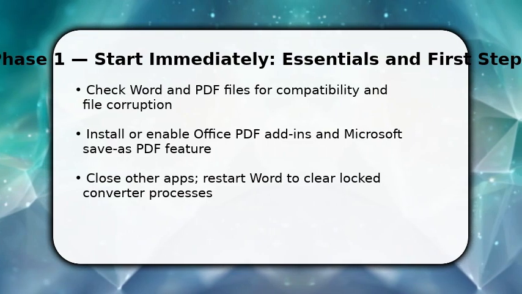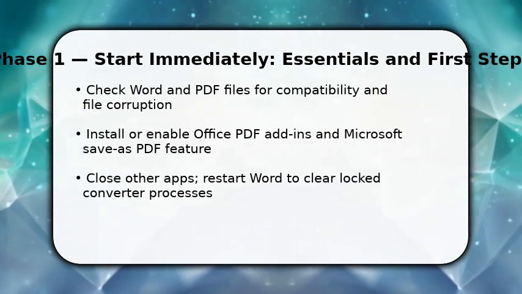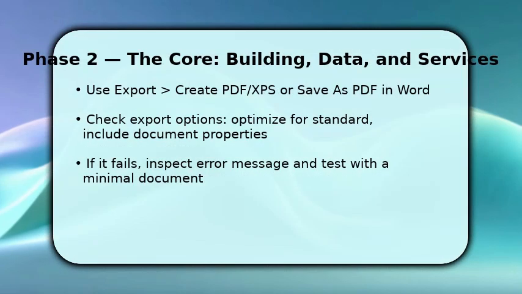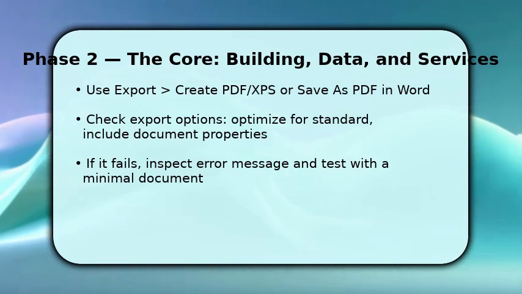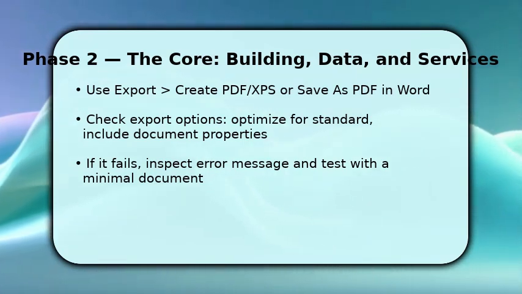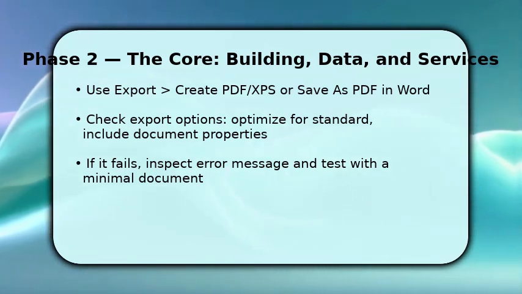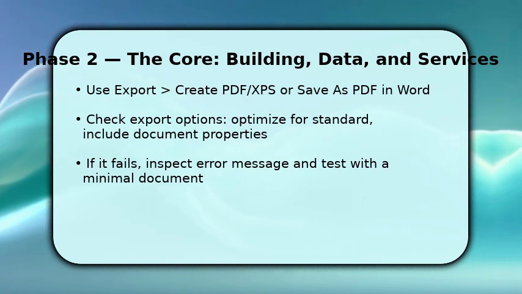You now execute the conversion while watching for detailed errors so you can act. Choose Export or Save as PDF inside Word, then set options. Standard quality, include document properties, and disable ISO/XBS if not needed.